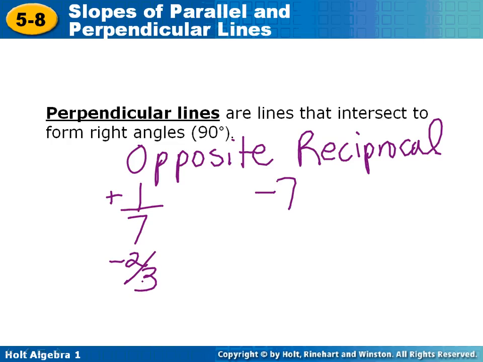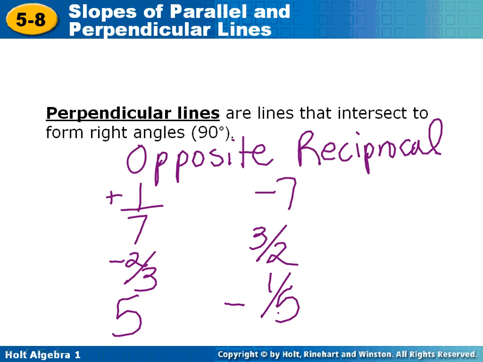Opposite would be positive, 3/2. The reciprocal is 3/2. Okay, last one, 5. The opposite reciprocal is 1/5, negative 1/5. Positive, you do the opposite as negative, flip it, 1/5. Any problems with that? No.